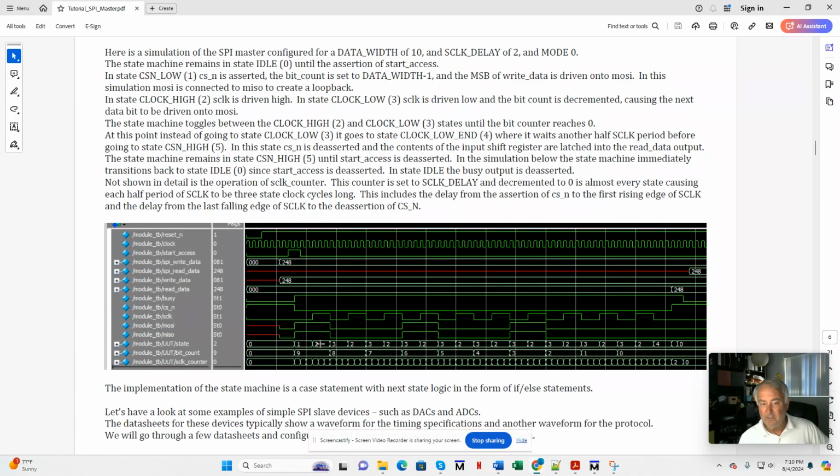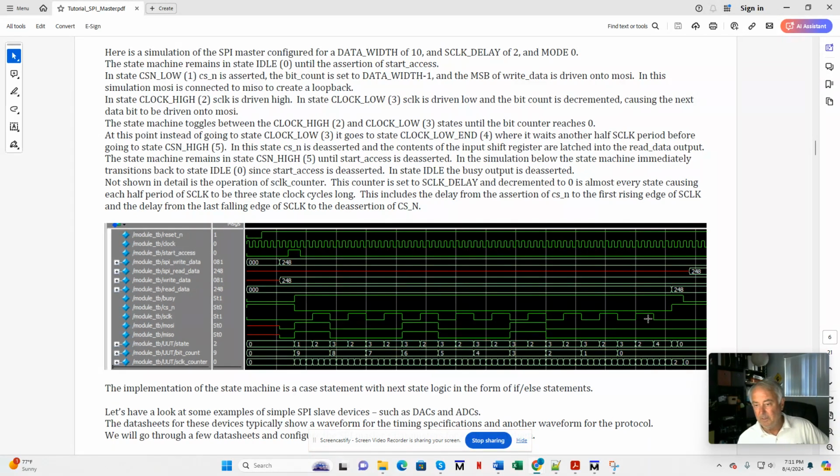and then to state 3, which is clock low. And on the transition from state 2, clock high, to state 3, clock low, not only do we deassert S clock, but we also decrement the bit count, causing the next bit of write data to be driven out onto MOSI. And that sequence repeats, going from state clock high to clock low, clock high to clock low, and decrementing the bit counter until we get down to the bit count 0.